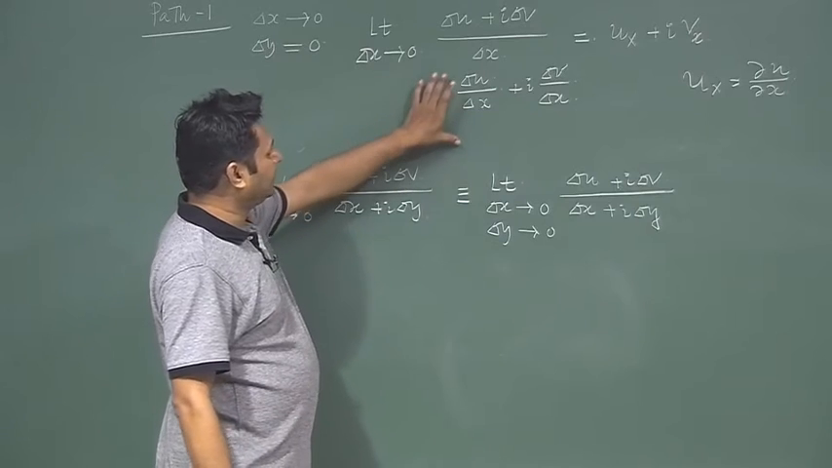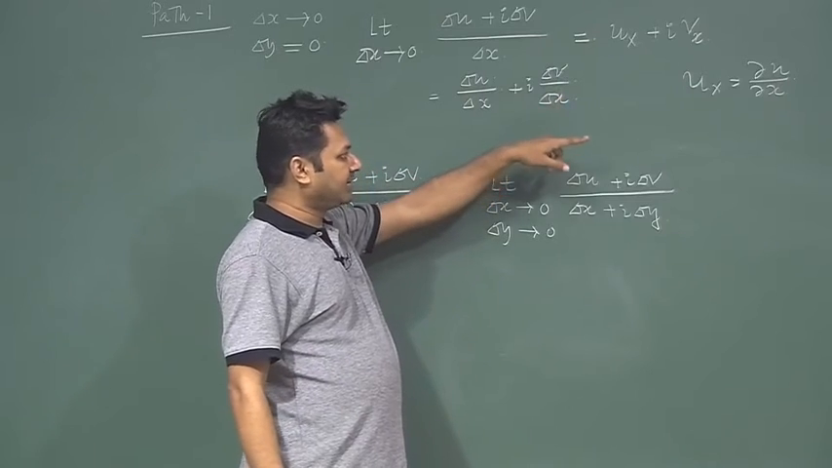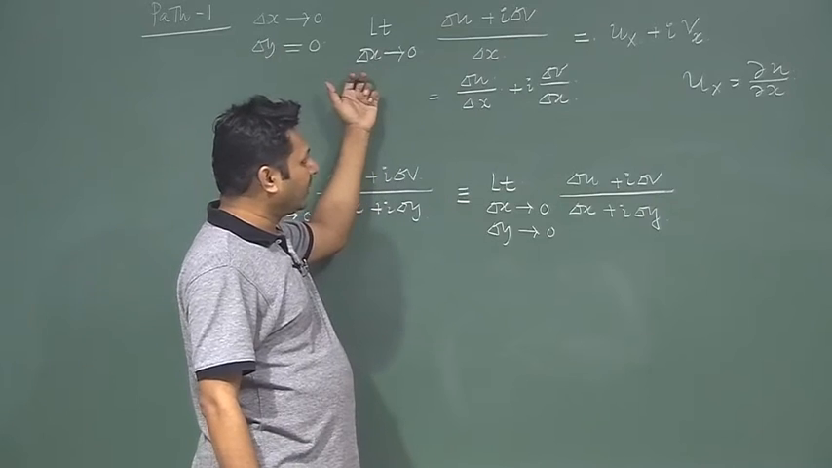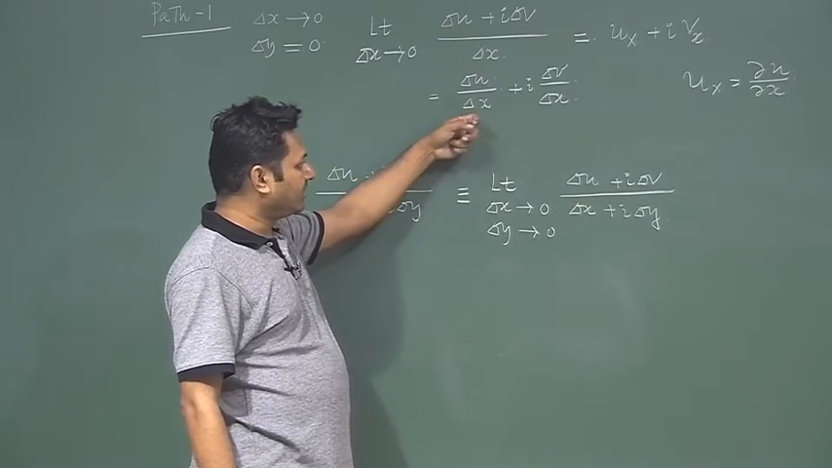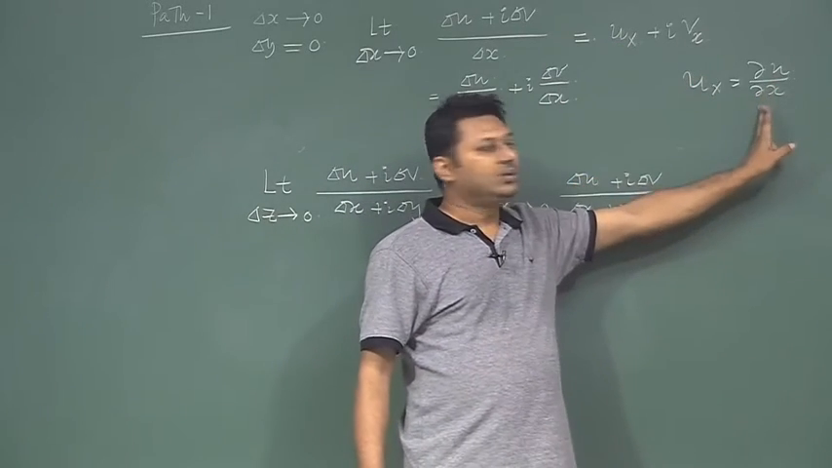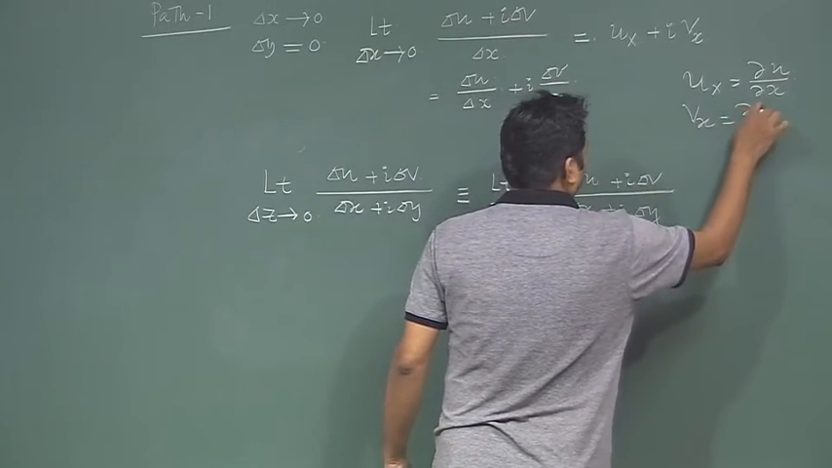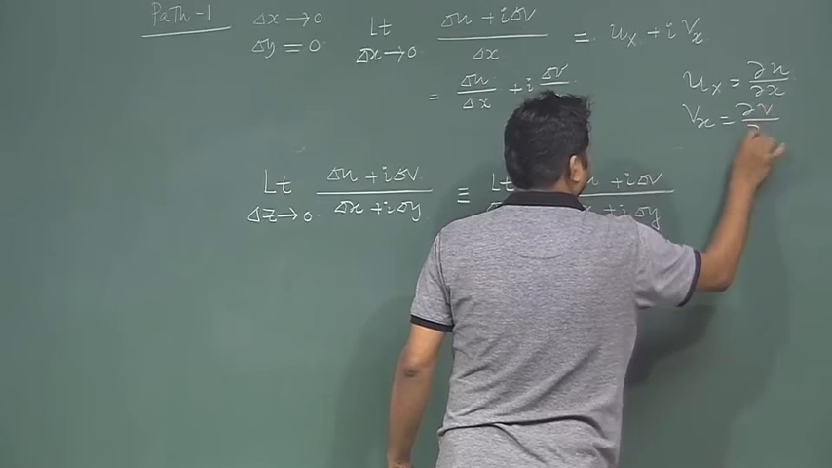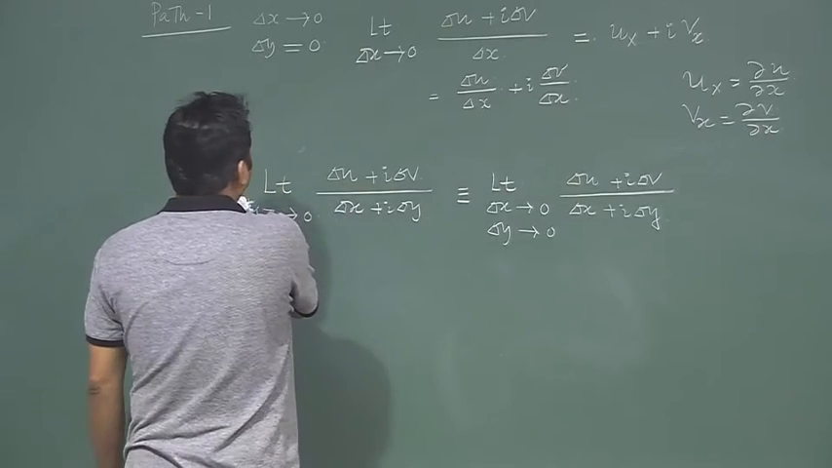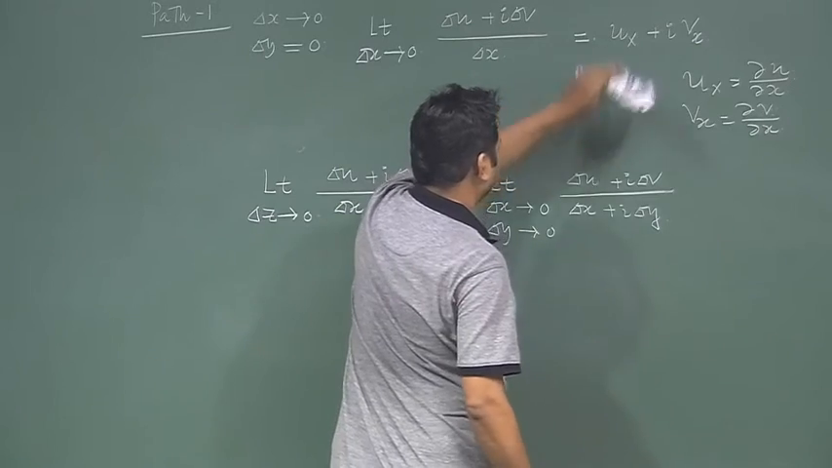Under the limit delta x tends to 0, I can write this as ∂u/∂x + i ∂v/∂x, a partial derivative, because u is a function of x and y, but I am taking delta y as 0 and differentiating with respect to x. So finally, I have u_x + i v_x, where u_x is ∂u/∂x and v_x is ∂v/∂x by definition. Okay, so this is one path, and this path gives me this quantity.